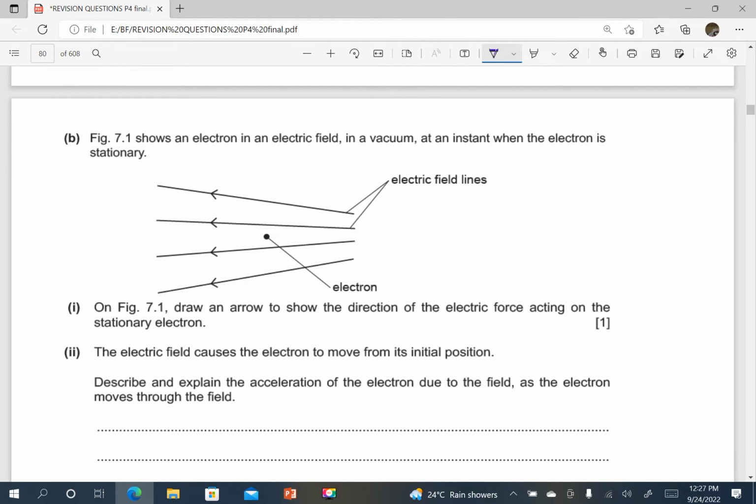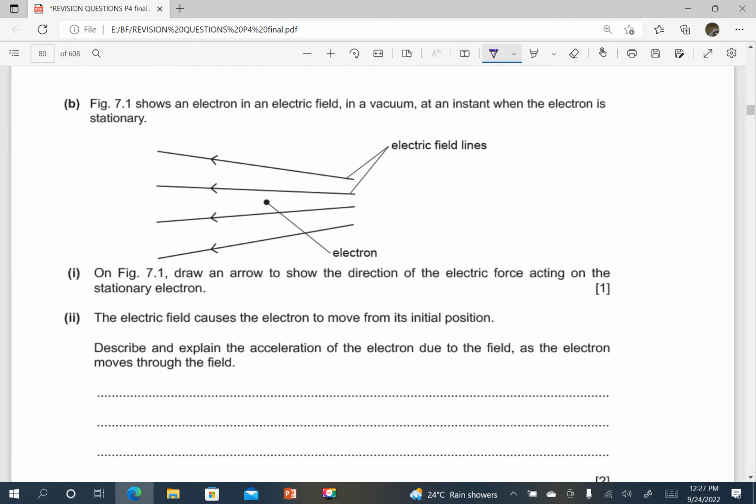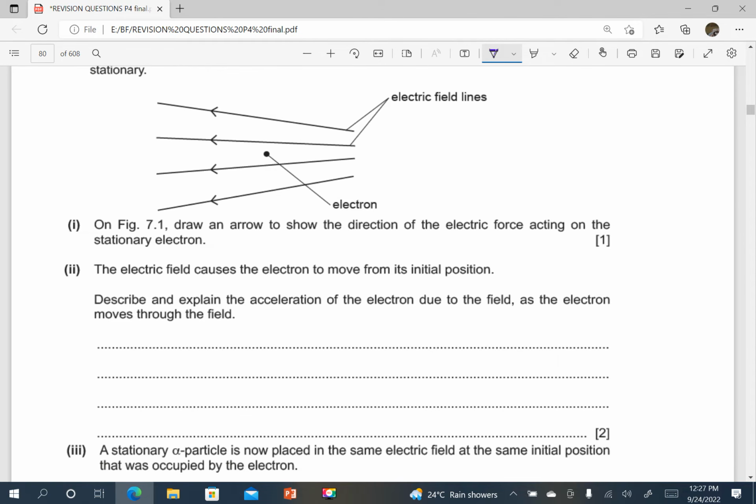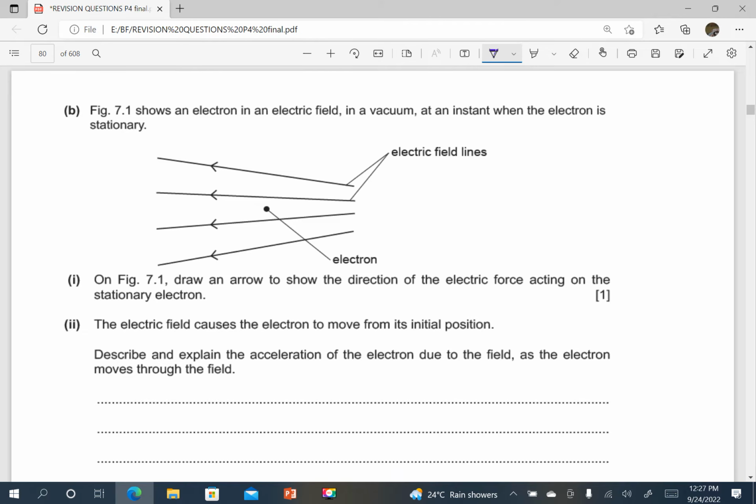The figure shows an electron in an electric field in a vacuum at an instant when the electron is stationary. On the figure, draw an arrow to show the direction of the electric force on the stationary electron. Remember, a negatively charged particle experiences a force in the opposite direction to the field. Therefore, the force due to the electric field must be in this direction here.